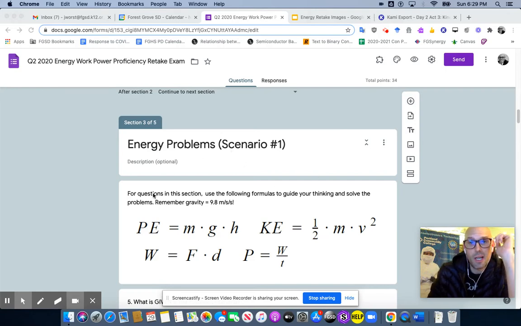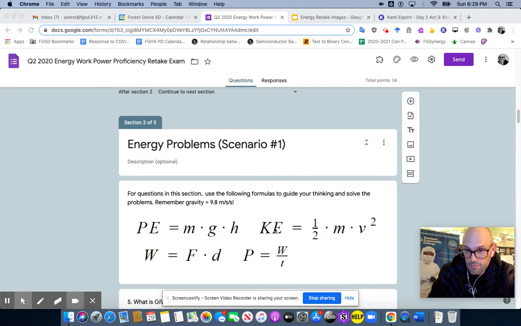Okay, so this first problem here says, for questions in this section, use the following formulas to guide your thinking and solve the problems. Remember, gravity is 9.8 meters per second per second. So you got some equations here, right? Potential energy, that's what PE means, is mass times gravity times height.